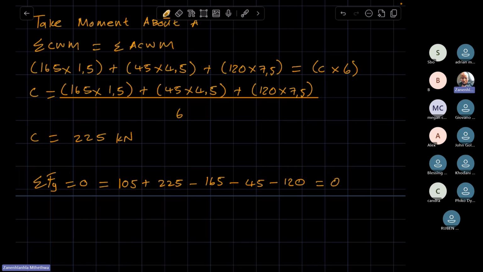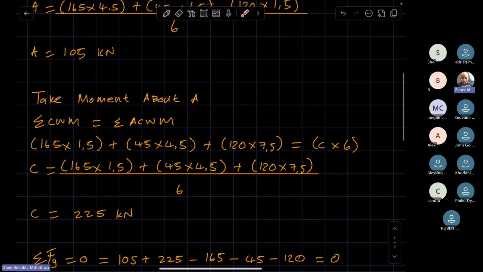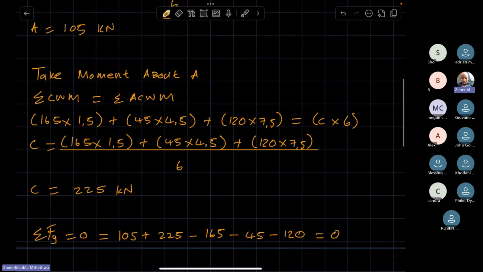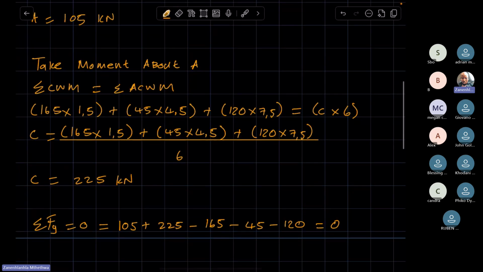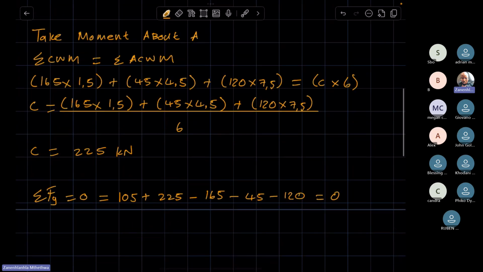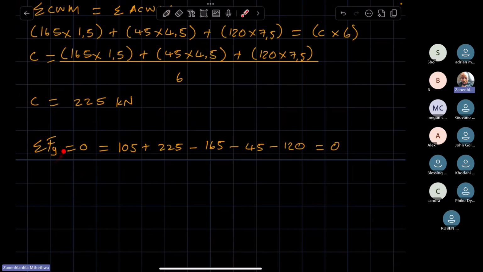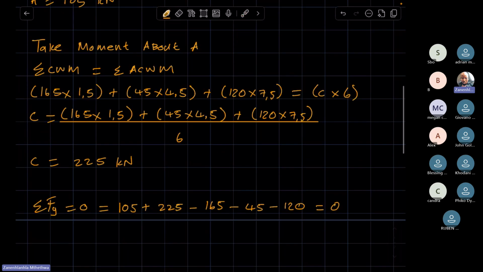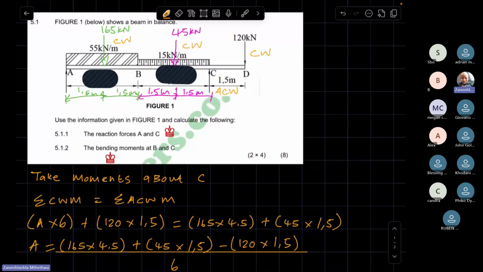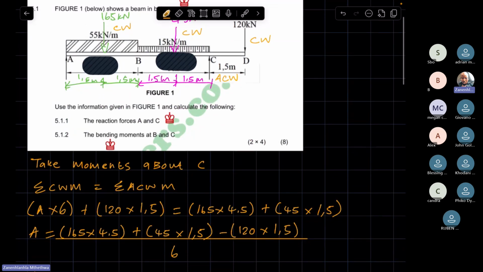So this means the reactions we calculated are likely the correct ones, or the magnitude thereof. When we test if our beam is in equilibrium using this condition of equilibrium, it seems that our beam is in equilibrium. Now you move on to calculating the bending moments.